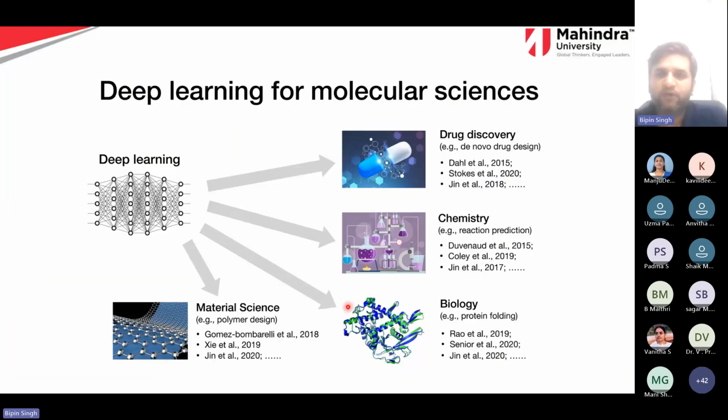So today I'm going to touch upon this part, which is drug discovery and protein folding and protein design. I'm not going to talk much about other applications. But AI or deep learning or machine learning, as I mentioned in the beginning, I'm going to use these terms interchangeably multiple times. So AI and deep learning, how they can be used for drug discovery and protein design, that I'm going to discuss in this.